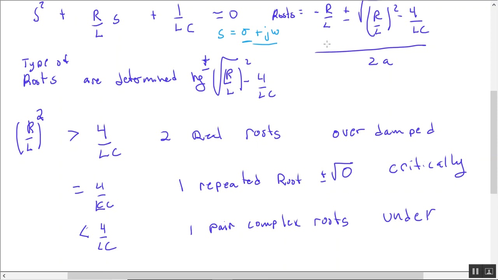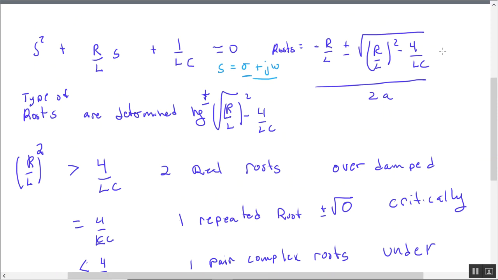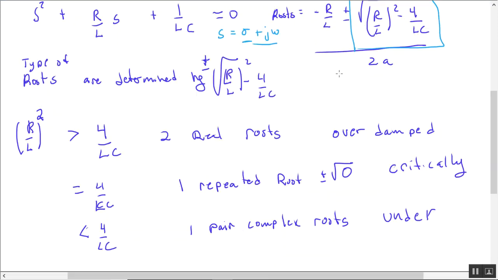We can determine what the system will do. So here's the quadratic equation, right? But really, this part here is going to tell us what kind of roots we're going to have, because this will be a real number, right? So it's the plus or the minus that's going to determine it.